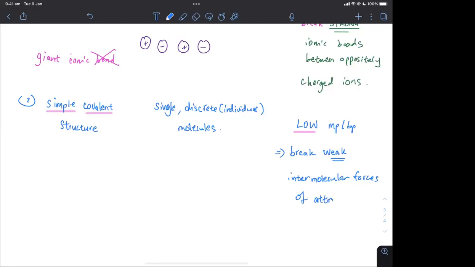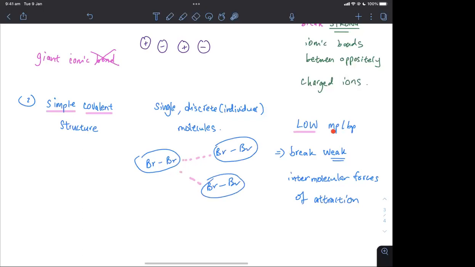And these forces of attraction, something positive attracts something negative. If I have Br like that, but I also have other molecules of Br, so what you will have is like that. So there's attraction between the molecules. This is one molecule, this is another molecule, this is another molecule. When you go from solid to liquid to gas, you're changing states of matter.